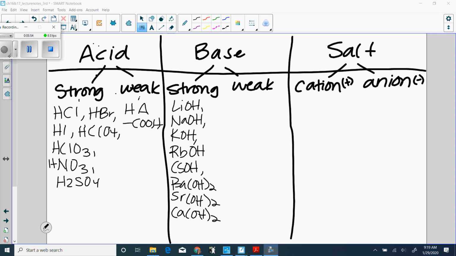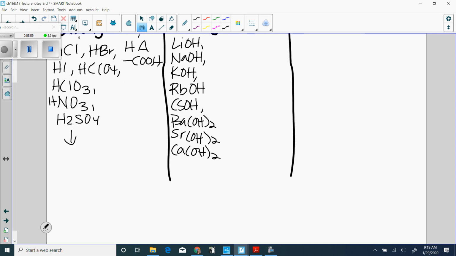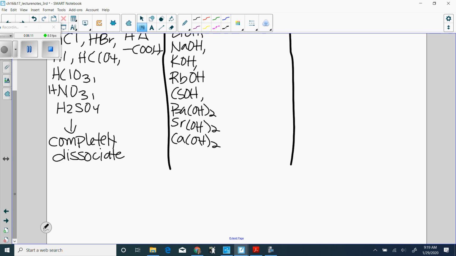Record. Okay. If it is a strong acid, they are strong electrolytes. They completely dissociate. Dissociate means that they separate into their ions. That means like the water molecule magnets get up there and separate them. To practice that with salts.